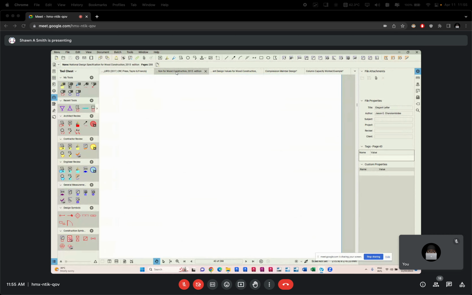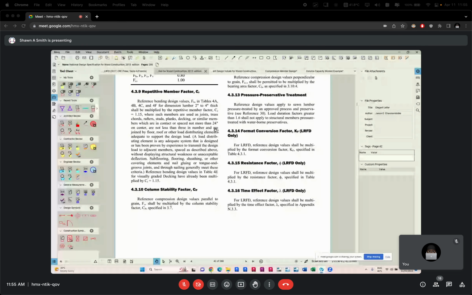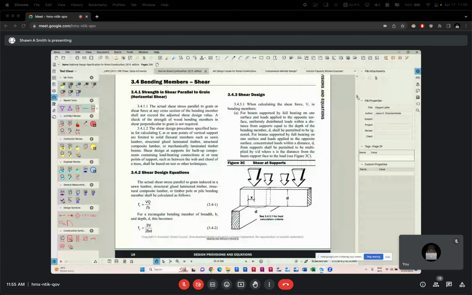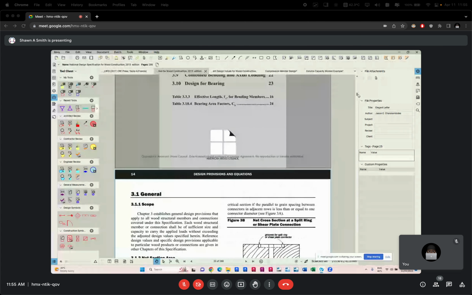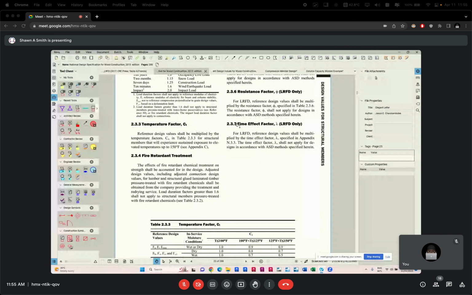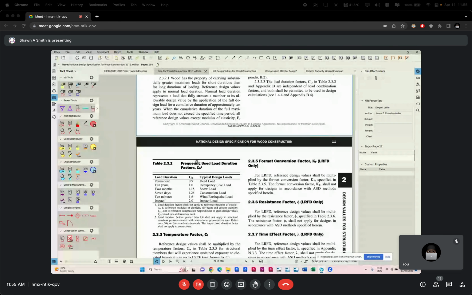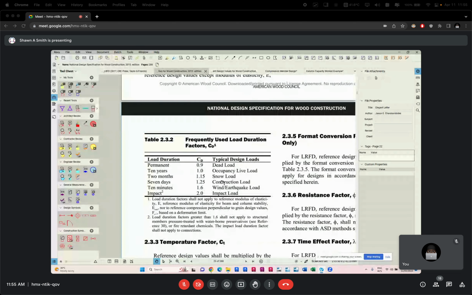So it's table 2.3.2. So all the way back up. We have to come back to that stability factor. 2.3.2. Okay, fine. 2.3.2. Right, fine. So load duration. Okay, fine. So it's occupancy live load. This one.